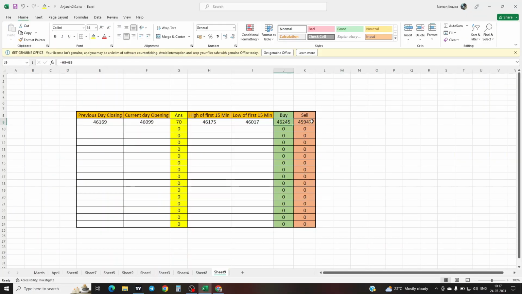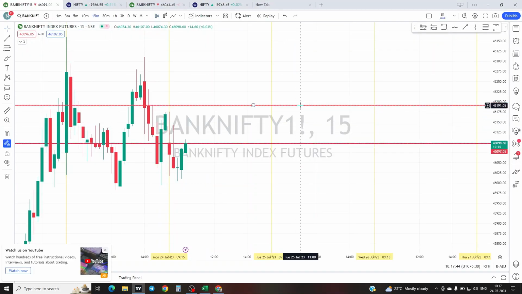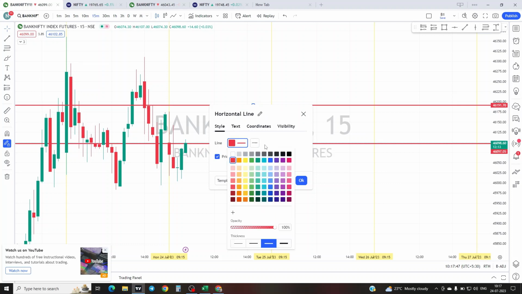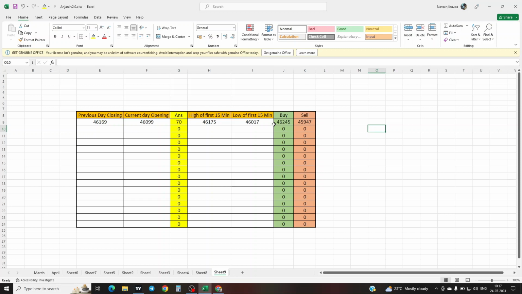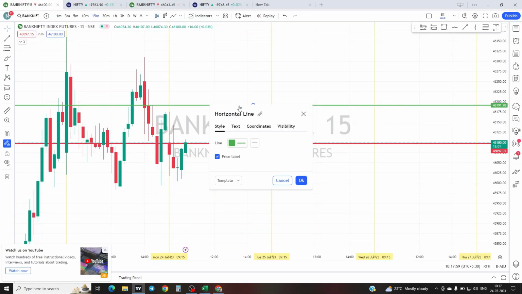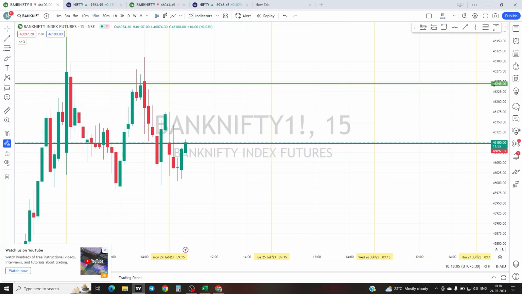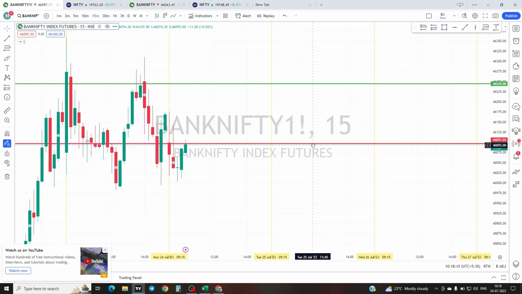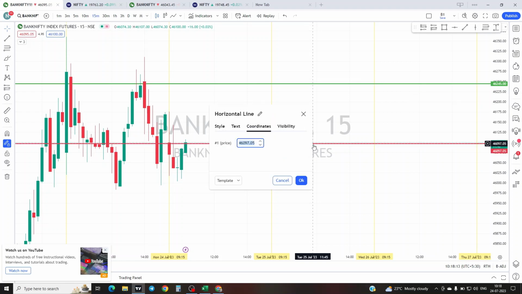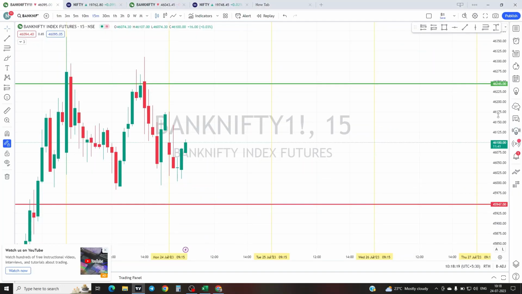I'll draw buy sell levels. I'll draw a horizontal line in the chart for better clarity, and let me make this a green color. This is the buy level and this is the sell level. What is the value we got? 46245. Let me enter 46245. See, we have entered 46245. And sell is 45947. Yeah, this is the buy sell.